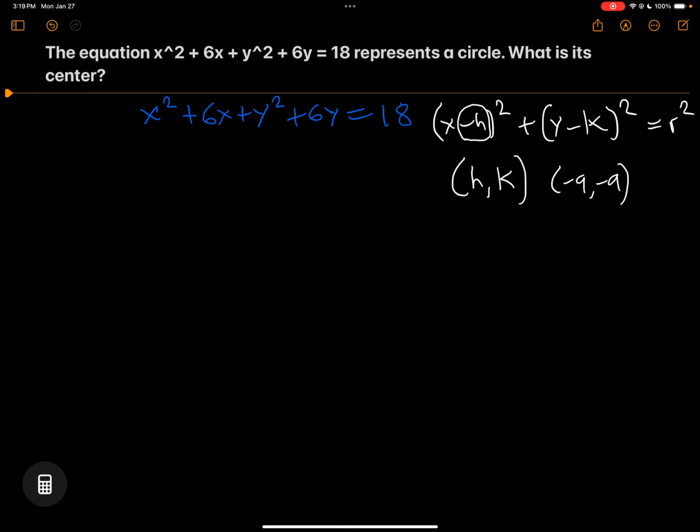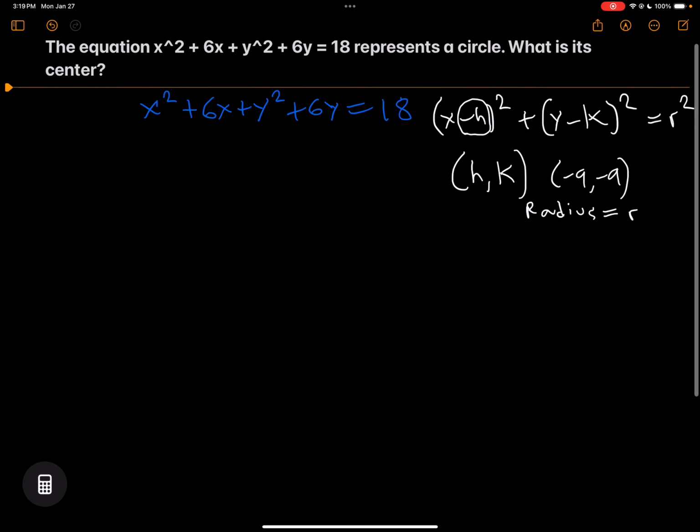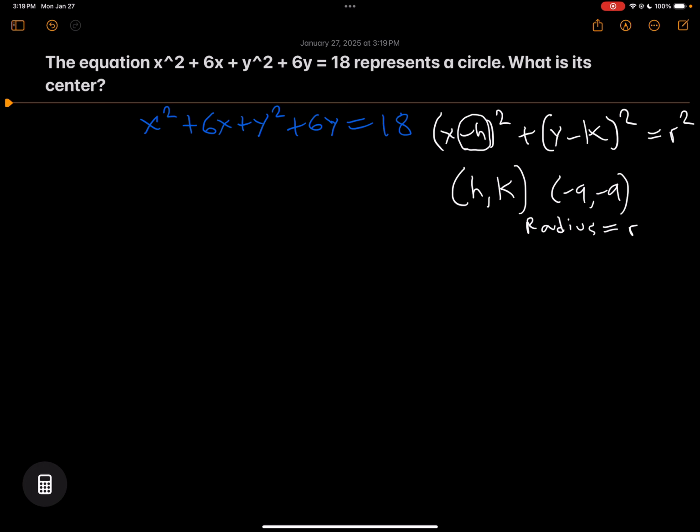Now, the radius of the circle is not important for this problem, but the radius is always going to be equal to r. So if r squared is 49, that means our radius would just be 7. So that's how you would get the radius and the center of a circle from that form. That's very important information to know. Now that we know the standard form for a quadratic graph of a circle, the radius and the center, we can begin to solve this question.